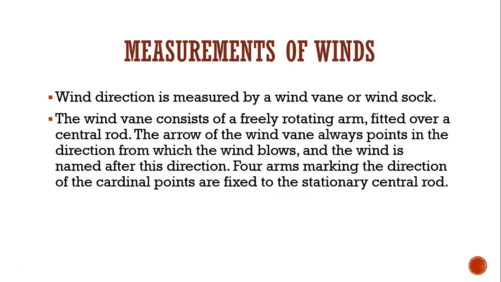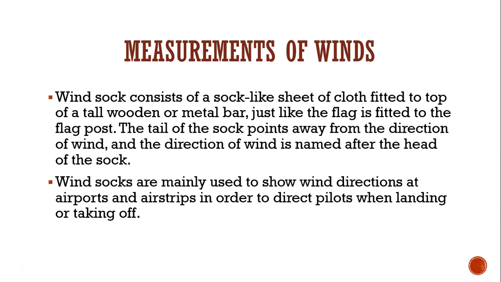Also, there are four arms marking the direction of the cardinal points that are fixed to its stationary central rod. A wind sock consists of a sock-like sheet of cloth that is fitted to the top of a tall wooden or metal bar, just like a flag is fitted to a flagpole. The tail of the sock points away from the direction of the wind, and the direction of wind is named after the head of the sock. Mainly these wind socks are used to show wind directions at airports and airstrips in order to direct pilots when landing or taking off.